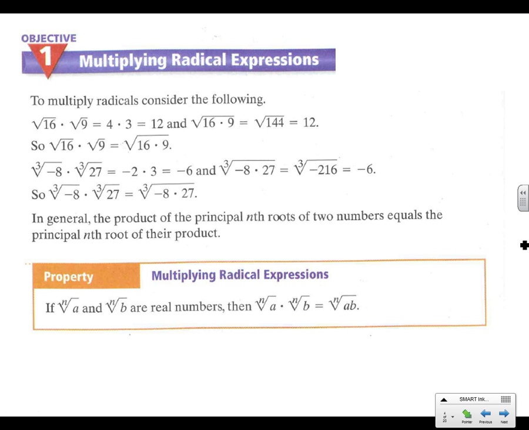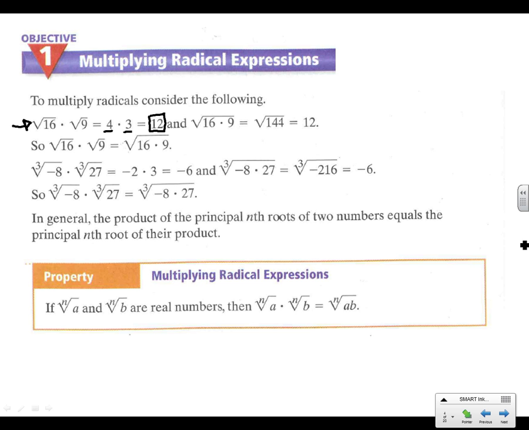Alright, so multiplying radical expressions. To multiply radicals, let's look at an example first. So here we go. The square root of 16 times the square root of 9. We all know that the square root of 16 is 4, the square root of 9 is 3, and if you multiply those, you get 12, right? So when we go root 16 times root 9, we should get 12.